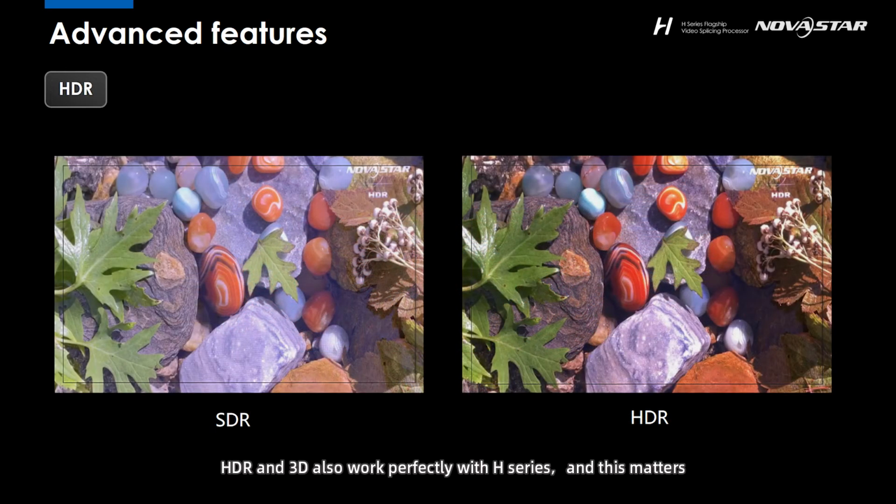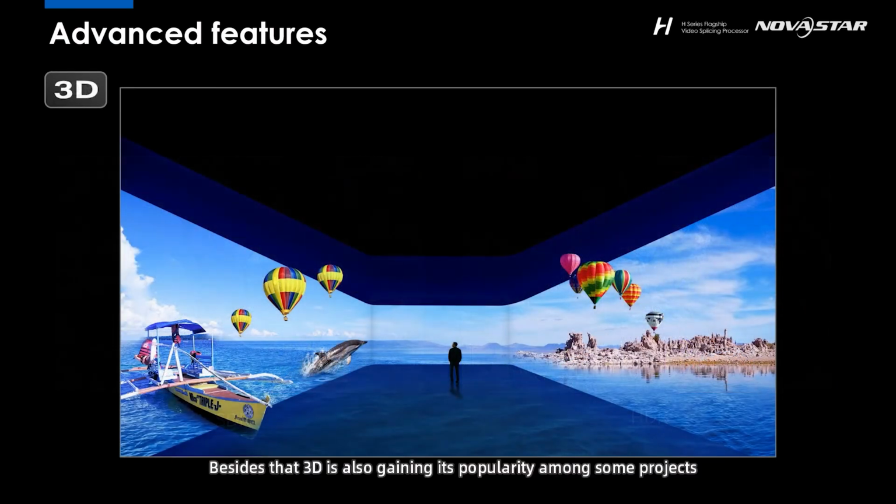So HDR and 3D also work perfectly with the H series. And this matters because more and more attention has been paid to improving image quality. Color depth, color gamut, brightness, you name it. These are nowadays no longer strange nouns to us, aren't they? It's not hard to understand. Better image quality provides us with a better visual experience through details.